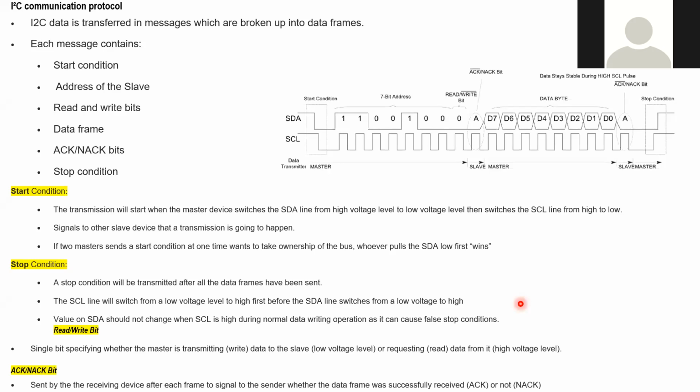Start bit, ma'am. Start bit, stop bit, very good. In between the data bits, parity bit, ma'am. Yeah, very good, very good. Start bit, data bits, parity bit, stop bit.